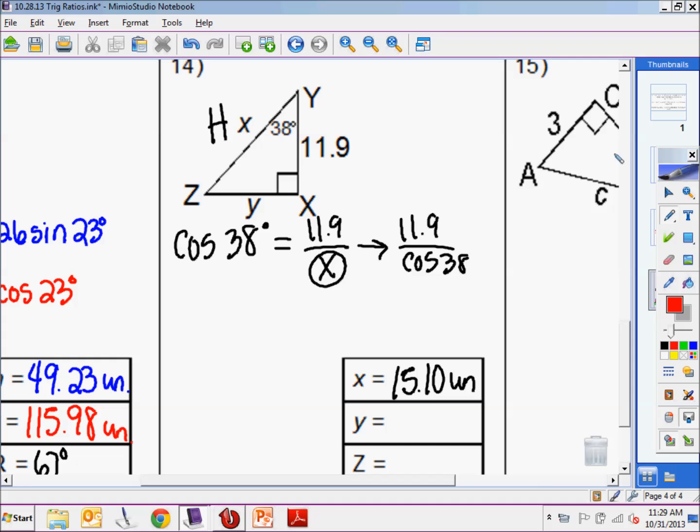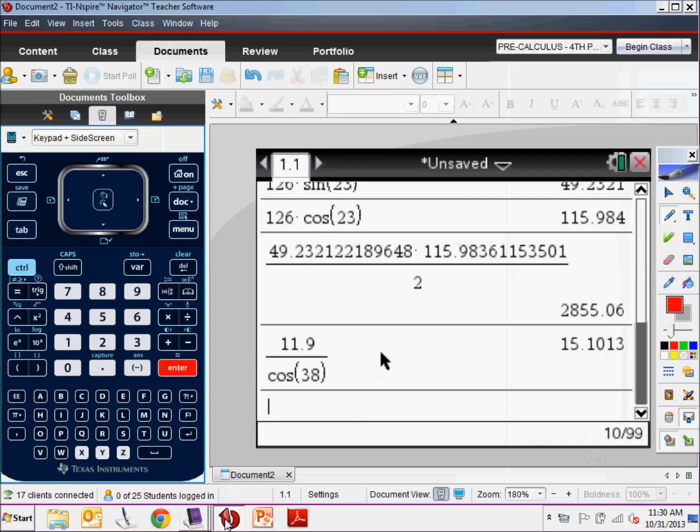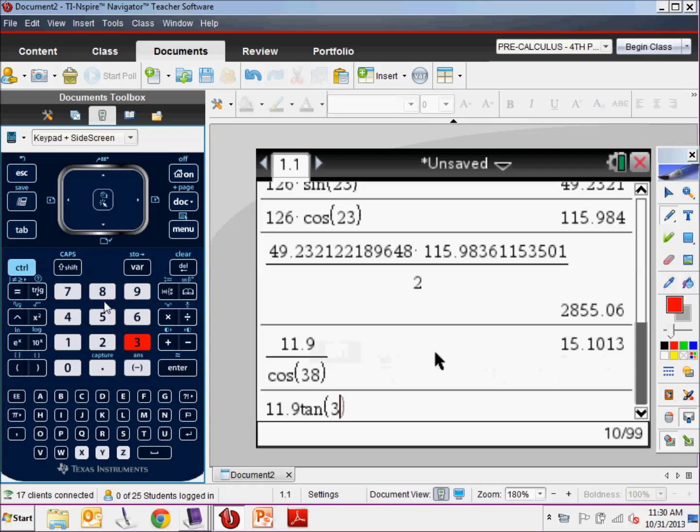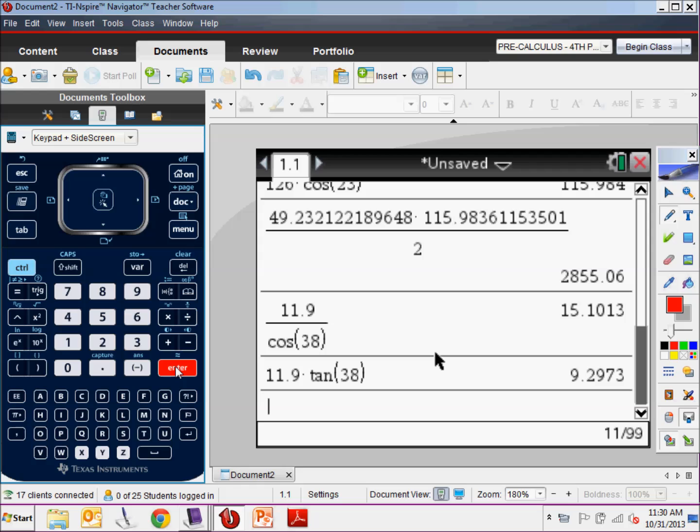The reason I'm doing tan is because I have my adjacent side and this would be my opposite side. So the tan of 38 degrees equals opposite over adjacent. My variable's in the numerator, so this leads to multiplication. So I put in 11.9 times the tan of 38 in the calculator, and I get 9.3.